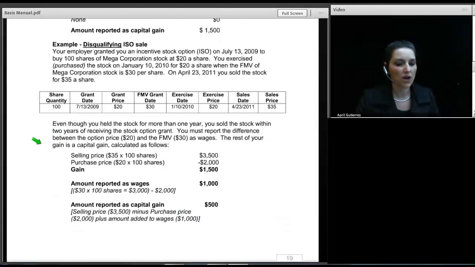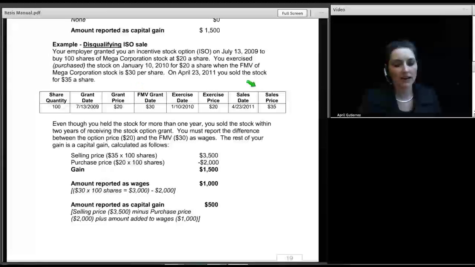Even though you held the stock for more than a year, you sold the stock within 2 years of receiving the stock option grant. You have to report the difference between the option price, which is $20, and the fair market value on the grant or the exercise date, $30, as wages. The rest of the increase in value is capital gain. So this is the grant price. This is the grant fair market value on the grant date. Because I don't meet the rules, the difference between these two numbers has to be added to my wages. I have to pay income tax on that. Also Social Security and Medicare tax.